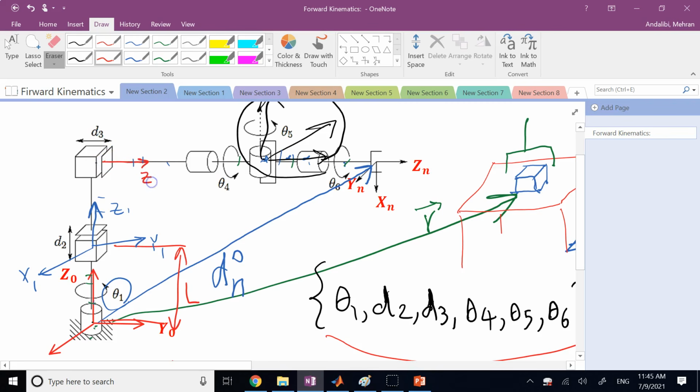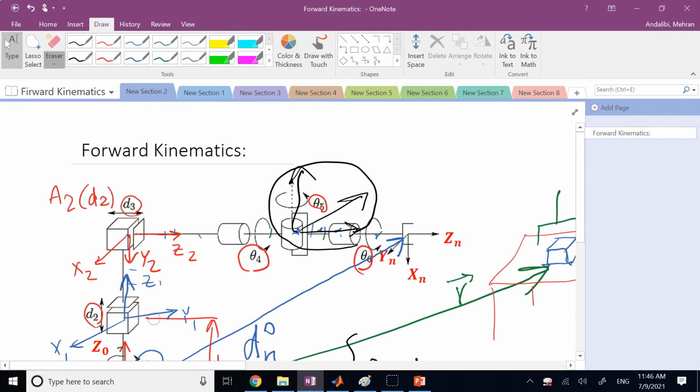Then when I have a frame here, let's say this is Z2, and then for example this is X2, and then you need Y2 downward here, then I can show you that when I go from frame 1 to frame 2, the A2 matrix is only a function of this variable. When I go from 2 to 3, A3 is only a function of the joint variable d3. Then the next one is only theta 4, next one is theta 5, next one is theta 6.